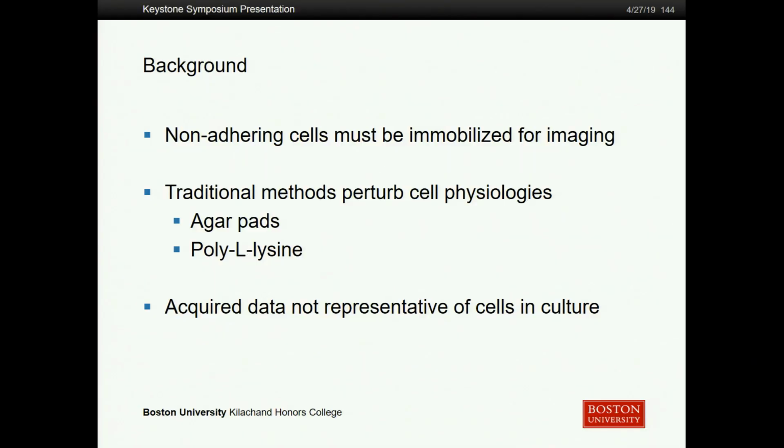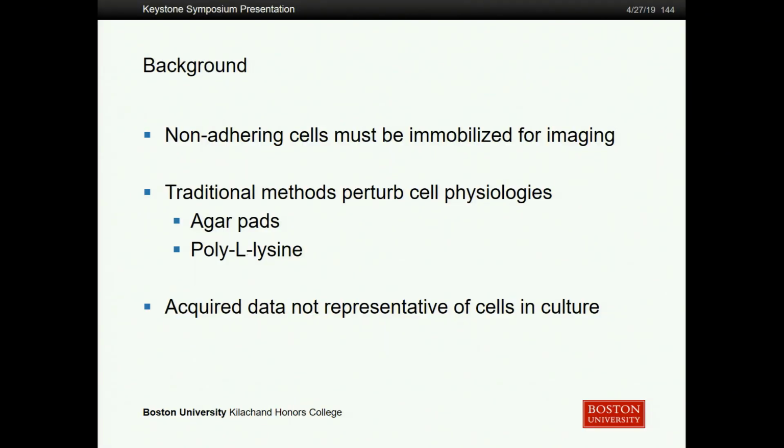There are a couple of traditional methods for accomplishing this. The first is using agarose pads. That will cause the cells to dry out over time and in turn affect their physiology and their behavior. That's not good. The other is to use poly-L-lysine. Poly-L-lysine is a substrate that you coat your cover slips with, and studies have shown that it has toxic interactions with cells, which also is not great.